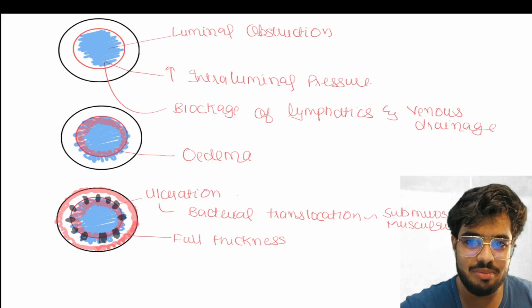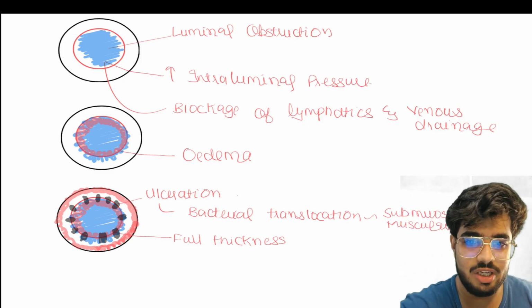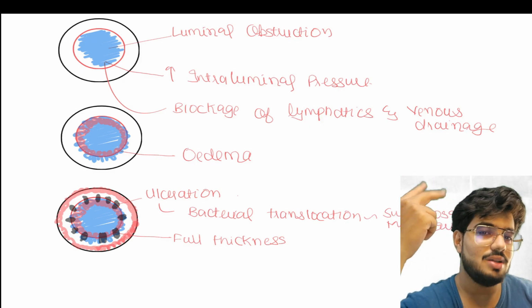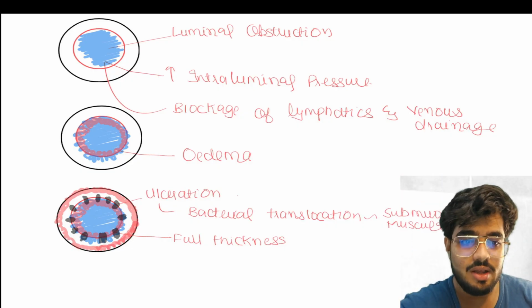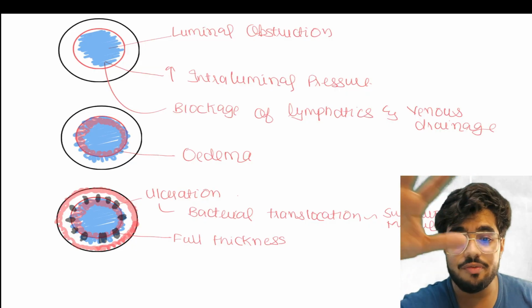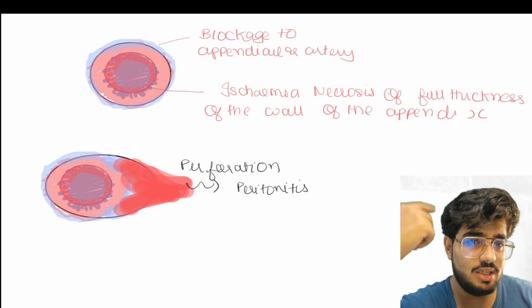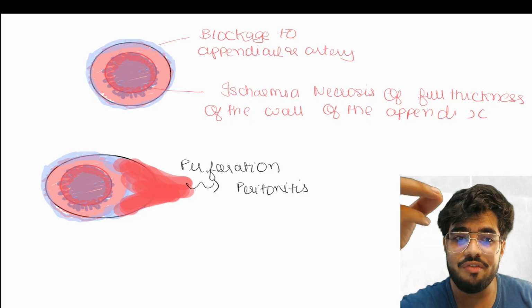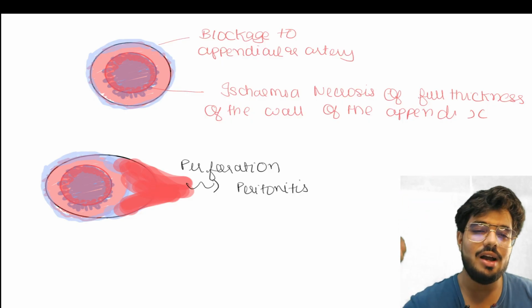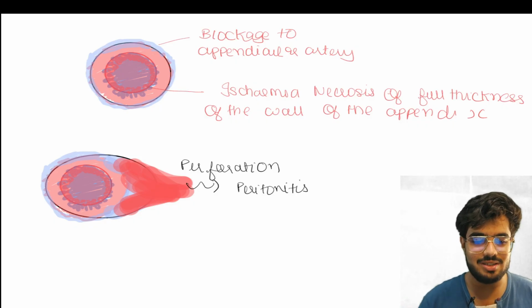देखो ये इंटेस्टाइन का लुमेन मैंने बनाया है, अपेंडिक्स का लुमेन बनाया है. Luminal obstruction, increase in intraluminal pressure, blockage of lymphatics and venous drainage. It will lead to edema. Edema will result in ulceration. Ulceration will allow the bacteria to translocate to different layers, submucosa and muscularis. That is how full thickness appendicitis will happen. And if there is a blockage of the appendicular artery, that will lead to ischemia and necrosis, and full thickness necrosis of the wall, and there will be perforation, and that will eventually lead to peritonitis. This was the entire pathogenesis.